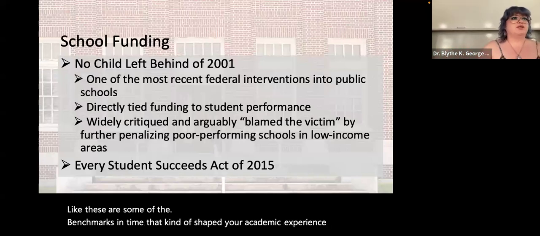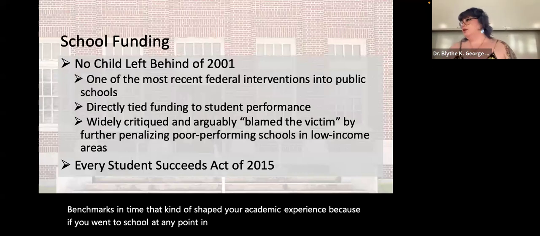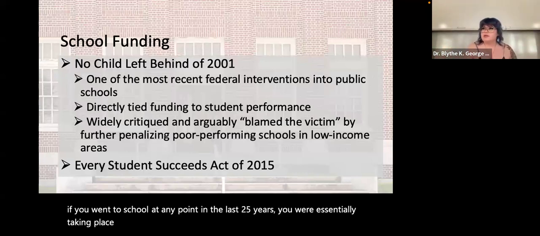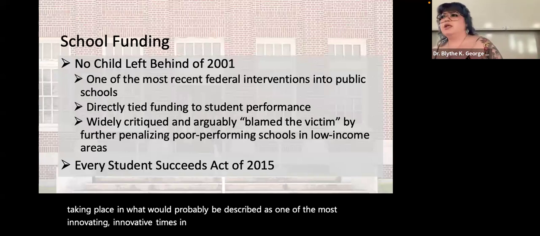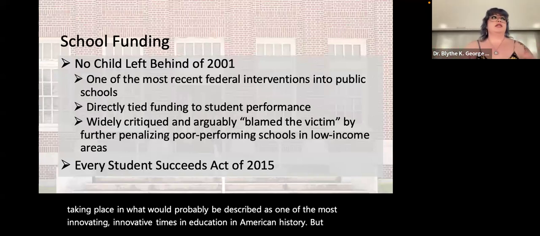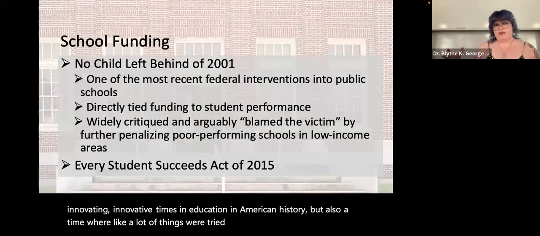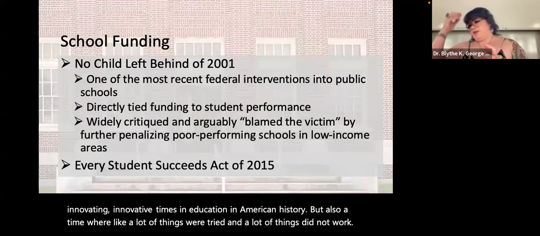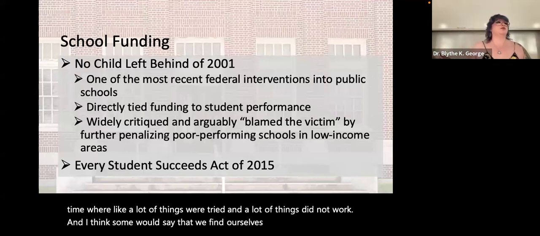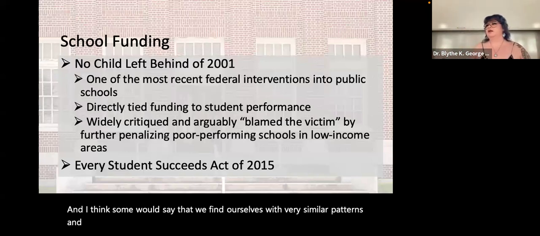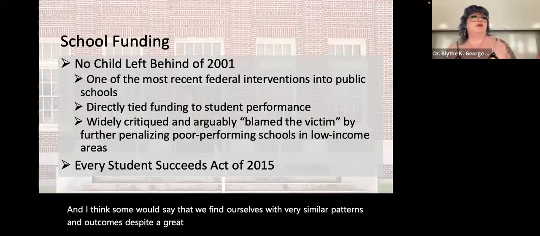Because if you went to school at any point in the last 25 years, you were essentially taking part in what will probably be described as one of the most innovative times in education in American history, but also a time where a lot of things were tried and a lot of things did not work. And I think some would say that we find ourselves with very similar patterns and outcomes, despite a great number of policy interventions and changes.